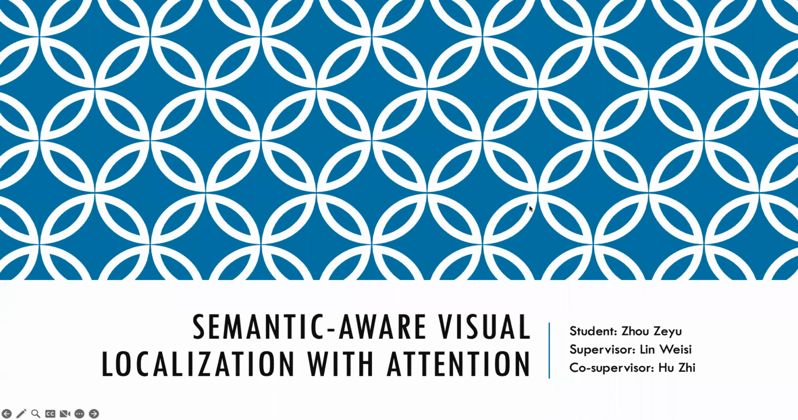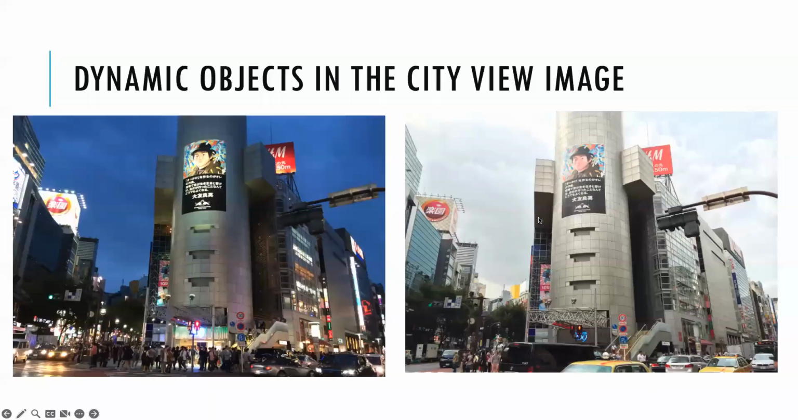This is a demo video for the final year project, Semantic Aware Visual Localization with Attention. Visual place recognition is very challenging in urban environments because the scene may have both dynamic objects like cars, people, and sky, and static objects like buildings, roads, and terrains.